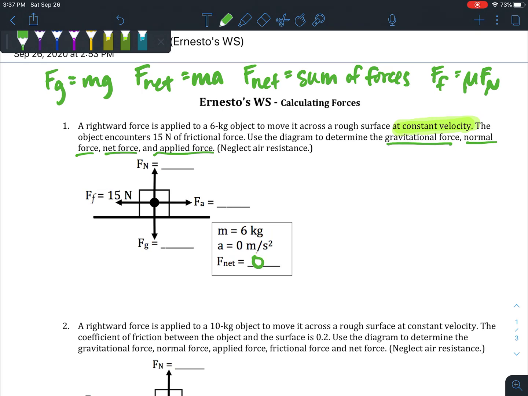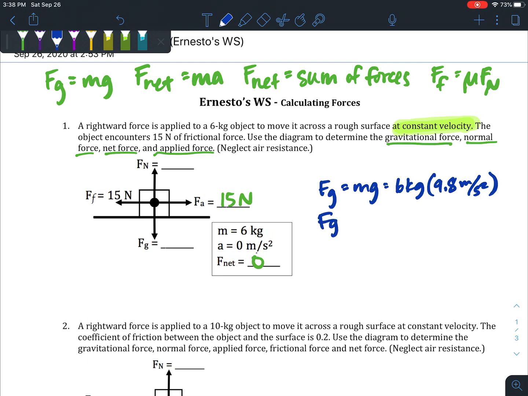Okay? So, if I have 15 newtons of friction to the left, then I must also have 15 newtons of applied force to the right. Right? Those have to balance. If I then know my mass, I can find the weight. So Fg equals mg. So I'm going to do 6 kilograms times 9.8 meters per second squared. And I get an Fg of 58.8 newtons. Okay, so I can fill that in for Fg.